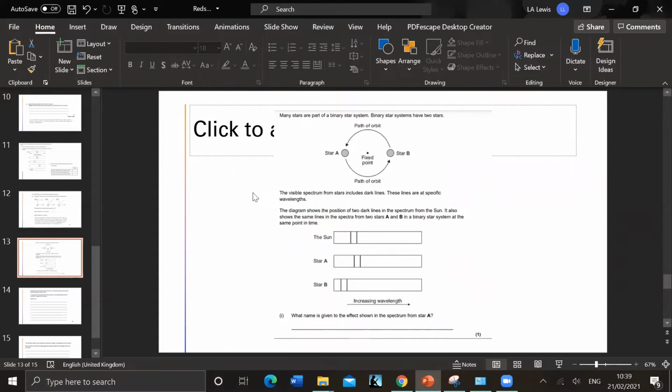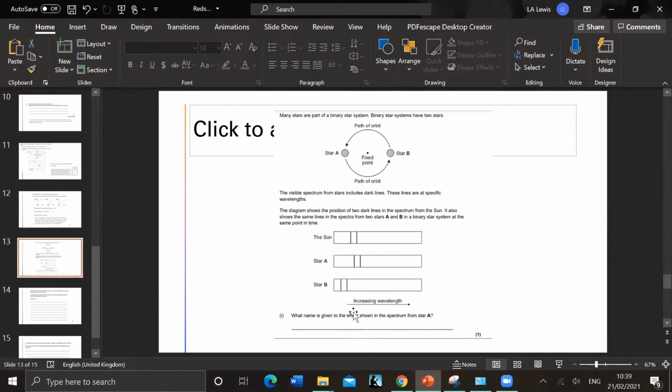The visible spectrum from stars includes dark lines, like we said before. These lines are at specific wavelengths. The diagram shows the position of 2 dark lines in the spectrum from the sun. So we take the sun as a reference. It also shows the same lines in the spectra from 2 stars, A and B, in a binary star system at the same point in time. So we take it like a snapshot. This is increasing wavelength. This is the red end. So star A is slightly redshifted, just slightly, because for stars it would be a smaller effect, but they can show them. Star B is blue shifted.